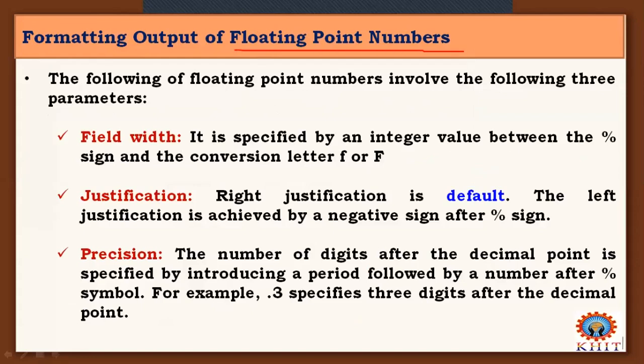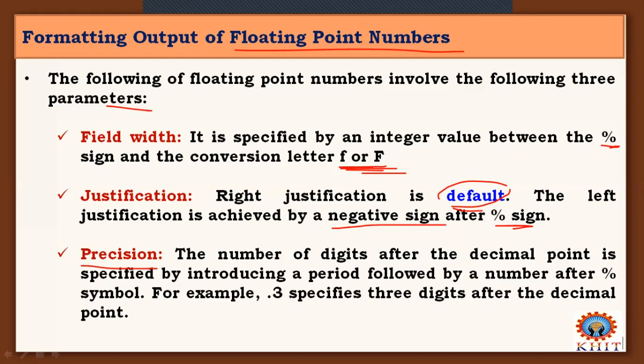For floating point numbers, generally floating point numbers involve three parameters: field width, justification, and precision. Field width is automatically specified with the conversion letter f or capital F used with the percent sign. Right justification is the default in Java, and for left we just give a negative sign after the percent sign. And precision, generally we know, is the digits after the decimal point, introduced by a period followed by a number.